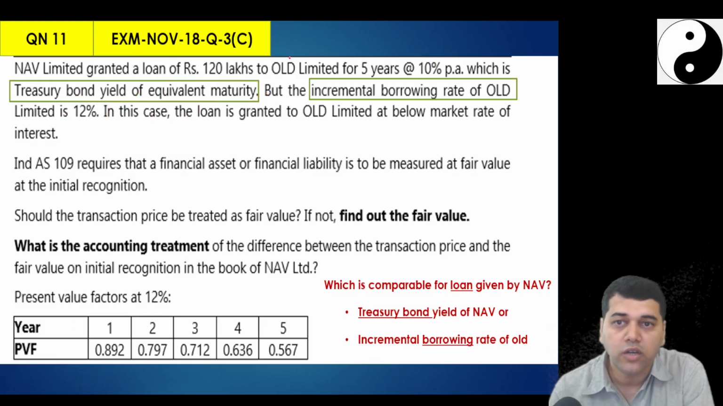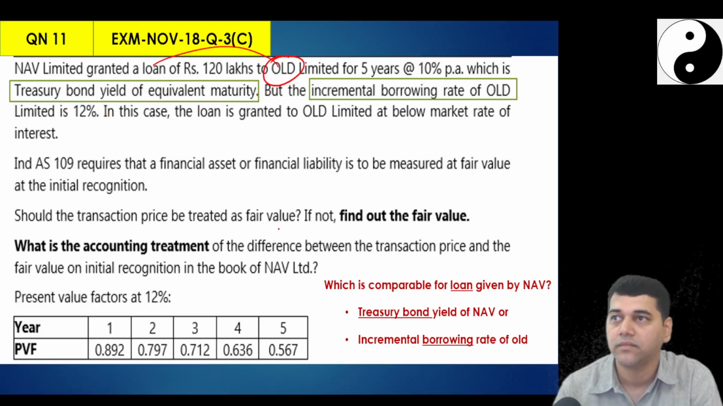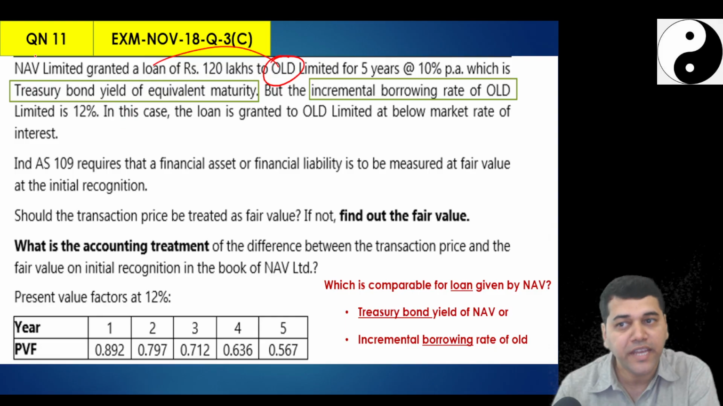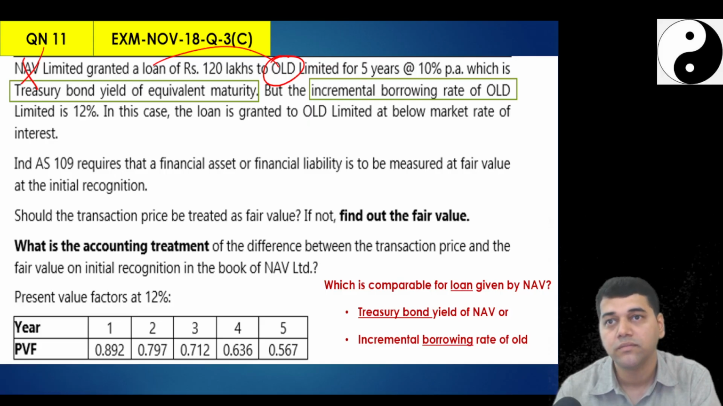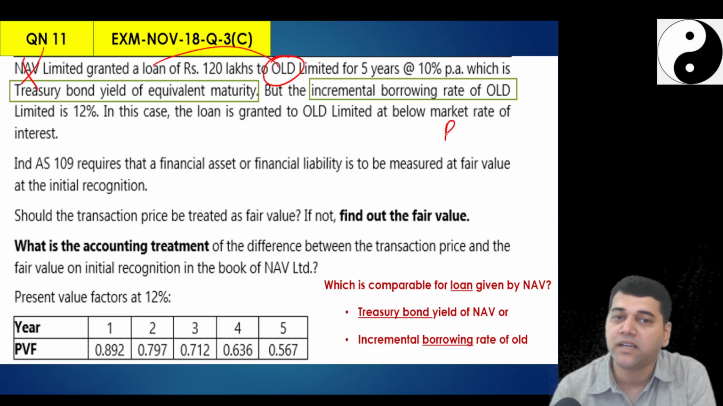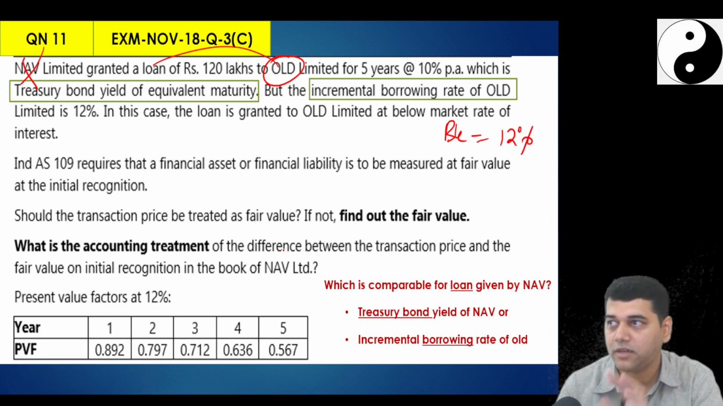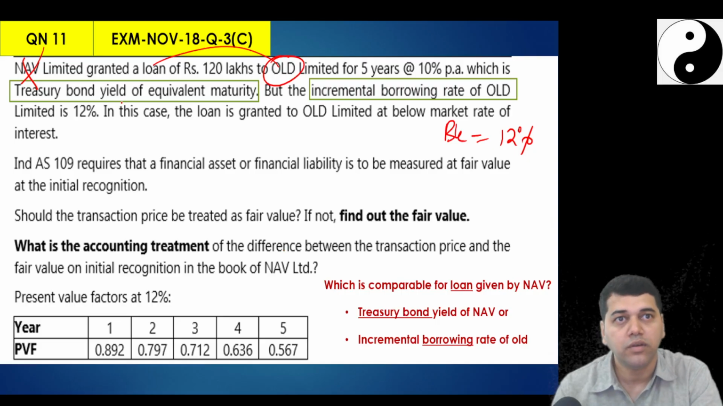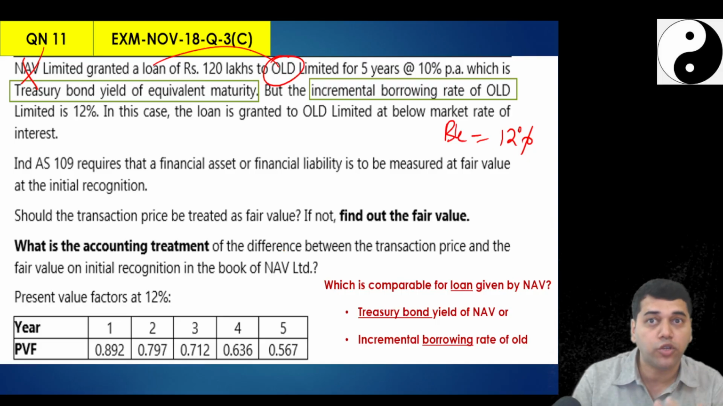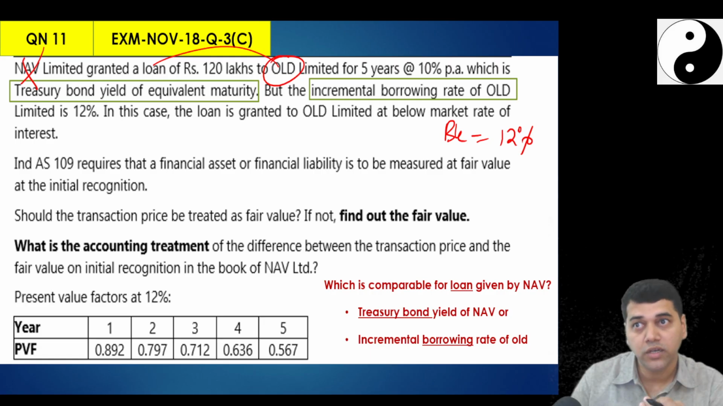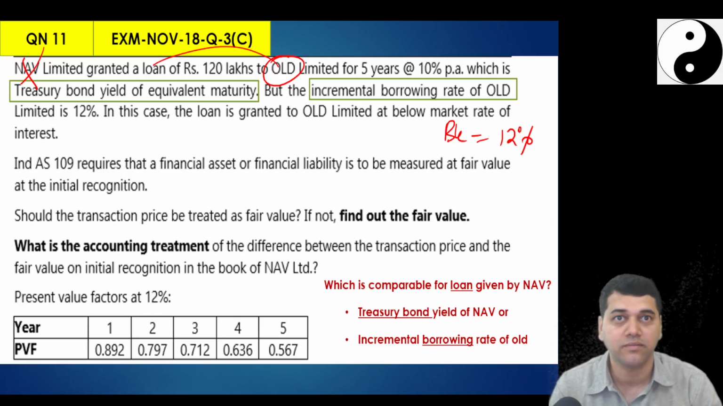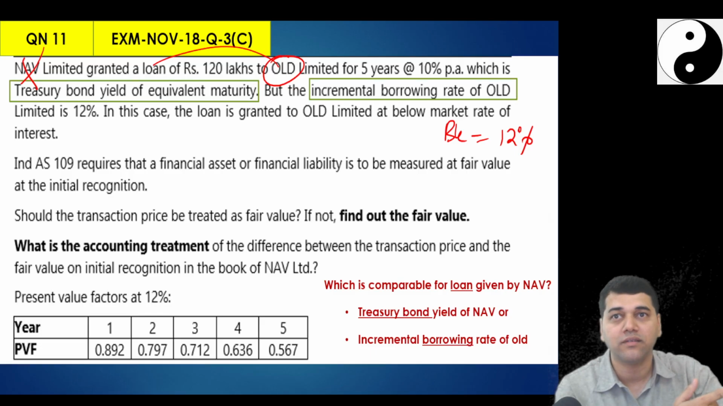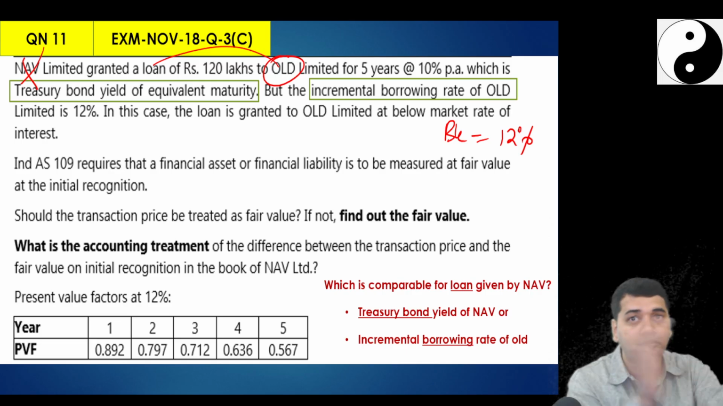See, Old got a loan from this guy at 10%. If NAV would have told, no, I will not give a loan to Old, what would Old have done? He would have gone to the bank. How much would the bank have charged? 12%. Understood? Now, if Old is going to evaluate, for Old, the comparable loan, the benchmark is 12%. Because if you don't give me, I have to go there. For me, your loan and his loan, I will try to compare.